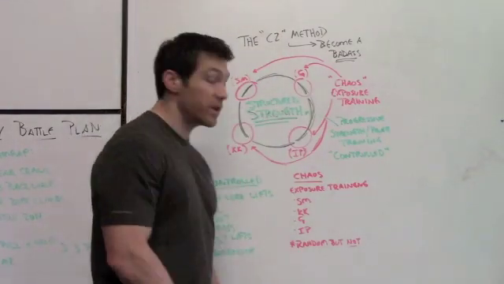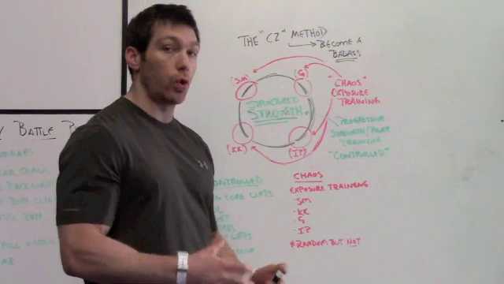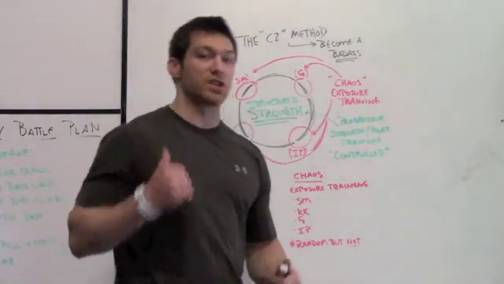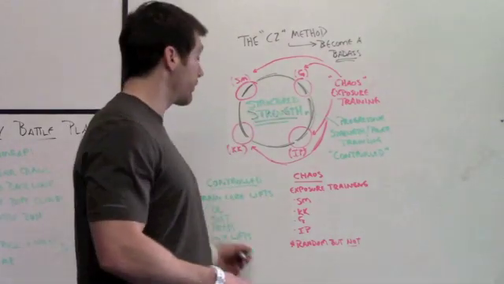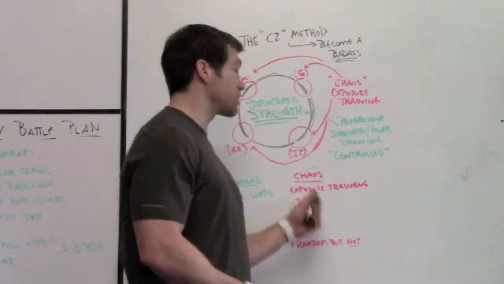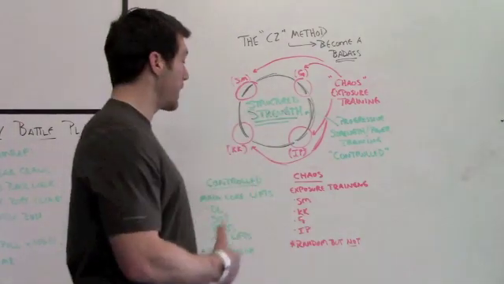In the last video, we went over the controlled portion of the C2 method, which is your structured strength. So make sure to check that video out if you want more information about how that's set up. For now, we're going to be going over the chaos exposure training. So let's dig right into this.